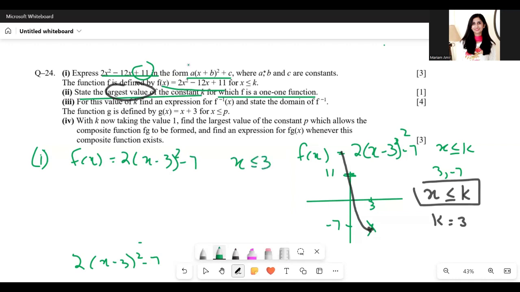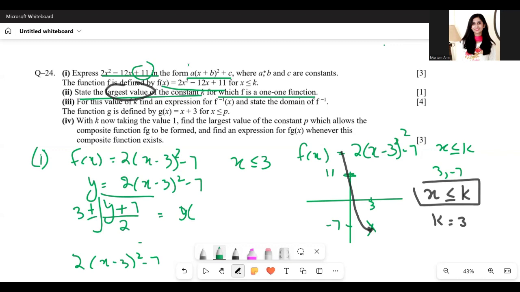So now we find f inverse of x. So y equals 2(x − 3)² − 7. 7 adds, 2 divides, then we square root, write plus minus. Negative 3 goes to the other side, becomes positive 3. And in the end, we get f inverse of x equals 3 plus or minus, we'll decide in a bit, the square root of (x + 7)/2.